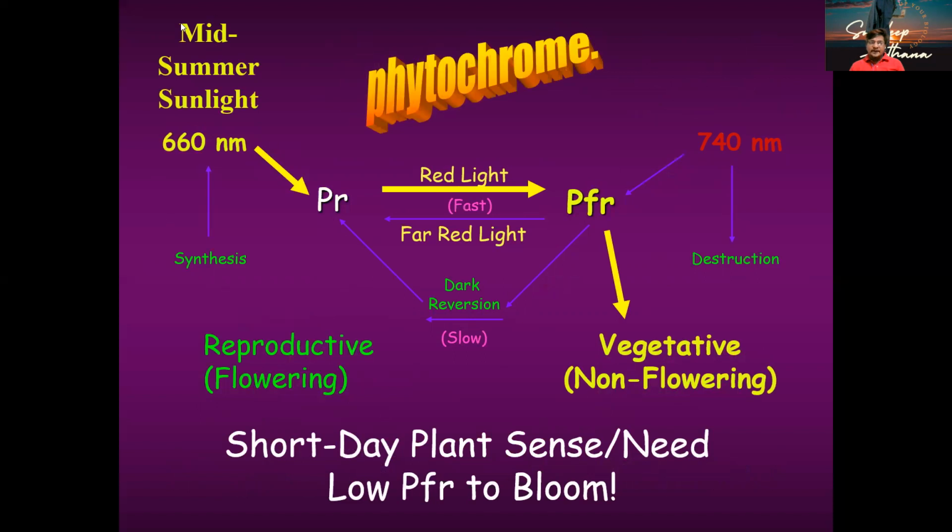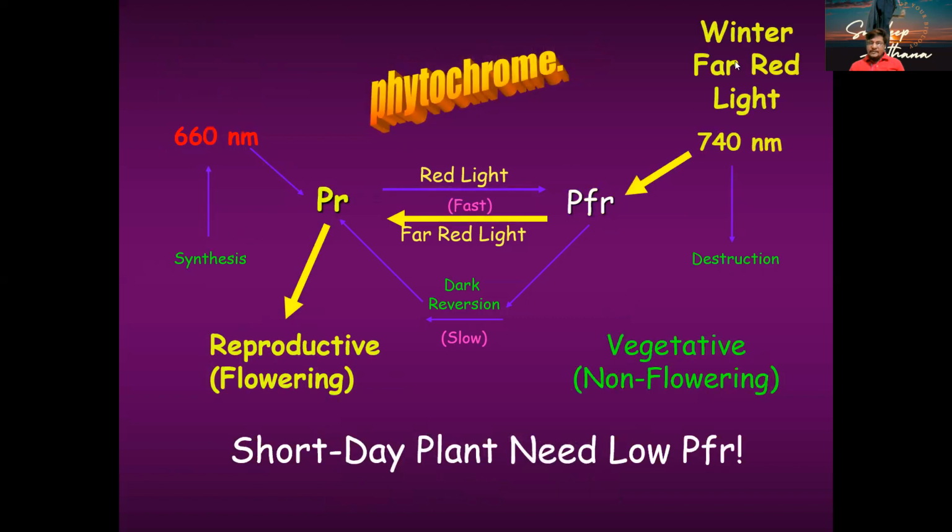Now let's come to the short day plant. This is midsummer sunlight, which is at 660 nanometer. PR is going to be converted into the PFR. So PR is the one which is responsible for the reproductive flowering, whereas the PFR is the one which is required for the vegetative phase of the plant. A plant usually exists in two forms, the vegetative or juvenile phase and the reproductive or adult phase, where the flowers are going to be formed. So a short day plant eventually requires low PFR. Low PFR means high PR. Got the point? Low PFR means high PR, alternatively.